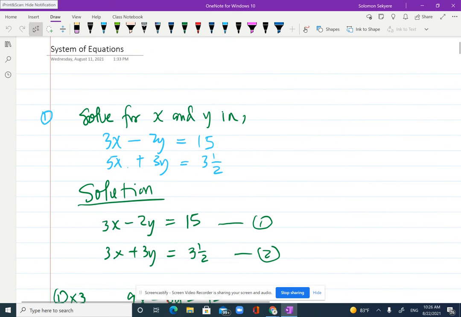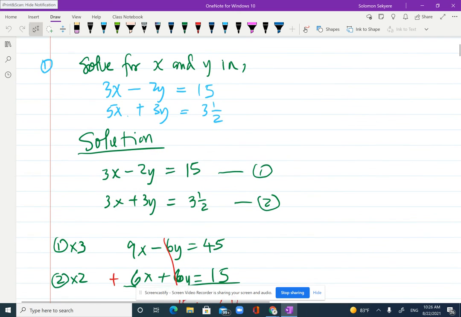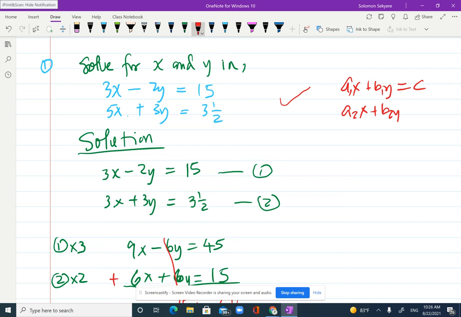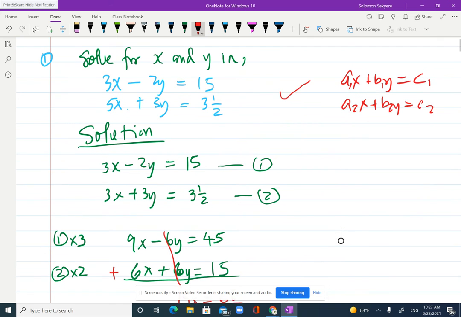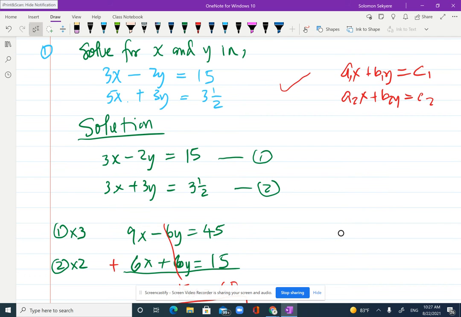Okay, so this video is just going to highlight a few important points in doing systems of equations. Here is the first question. This is your standard system of equations in the form a1x plus b1y equals c1, and you have two of them, a2x plus b2y equals c2. This is your standard one. You know how to solve that, so we're going to move on.